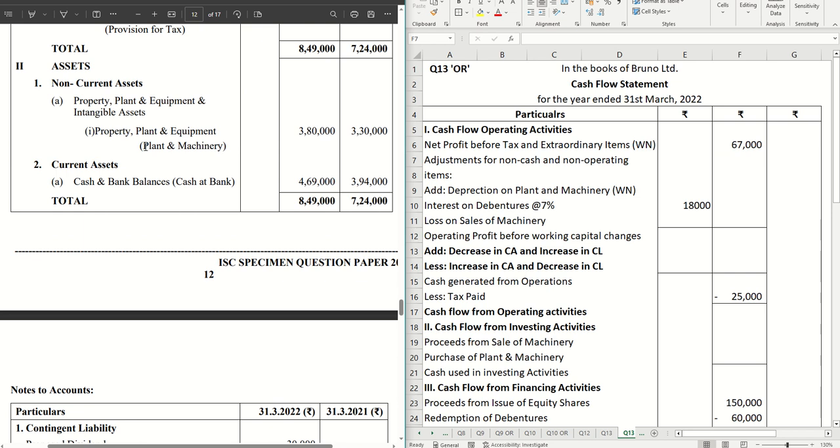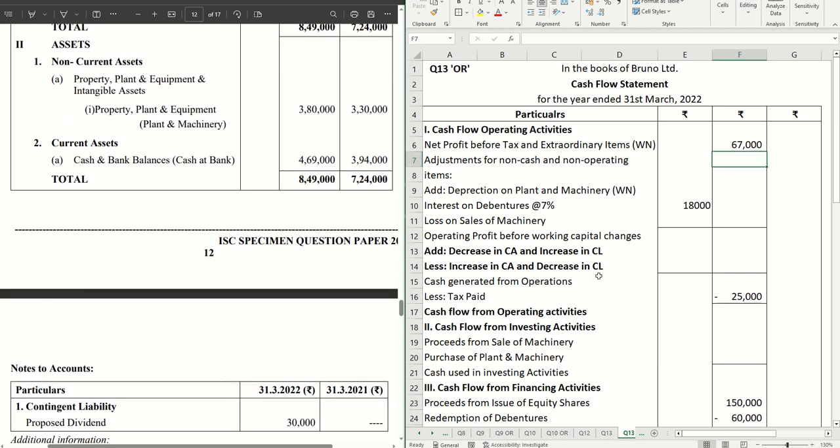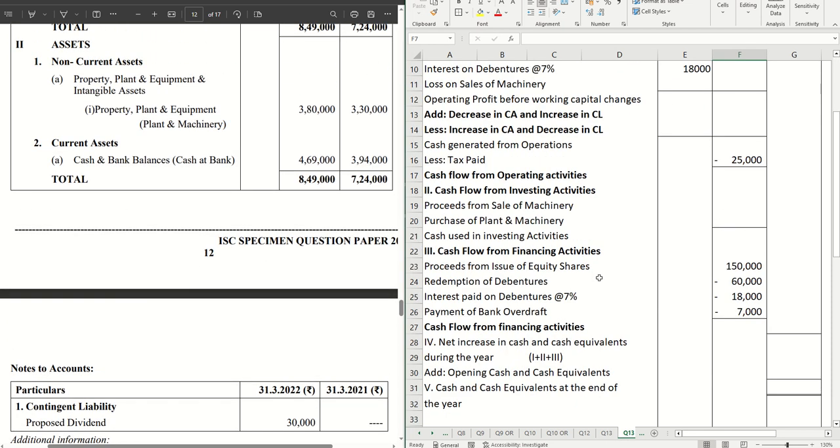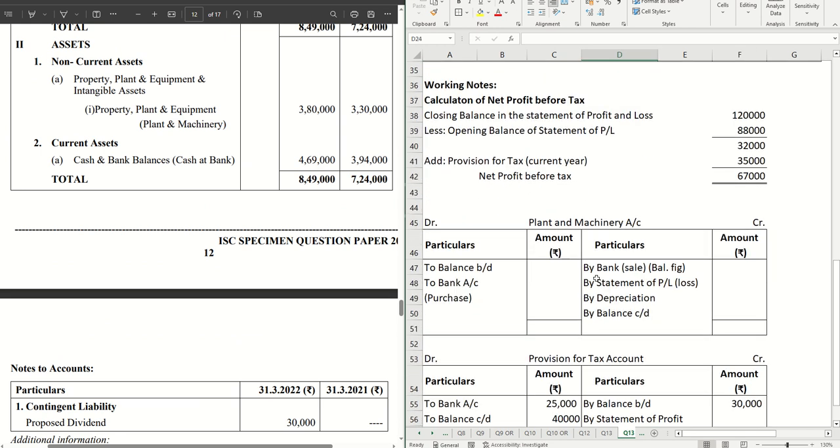We have plant and machinery. We have the opening and the closing balances. And in the additional information, we have bought and sold machinery. So we need to prepare the account. Let's put the opening and the closing balances. 3,30,000 is the opening balance, and the closing balance is given as 3,80,000.